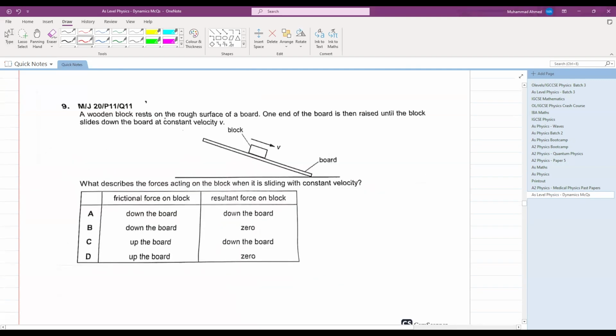A wooden block rests on a rough surface. Okay, so there will be frictional force. One end of the board is released, then raised until the box slides down. Okay, so the box is sliding down.